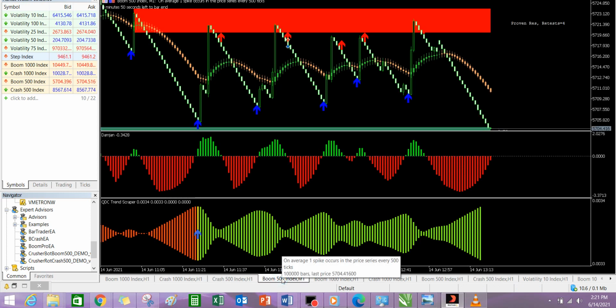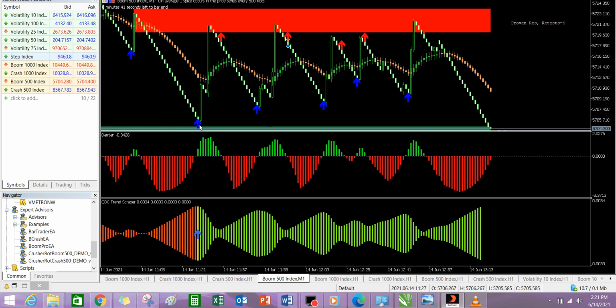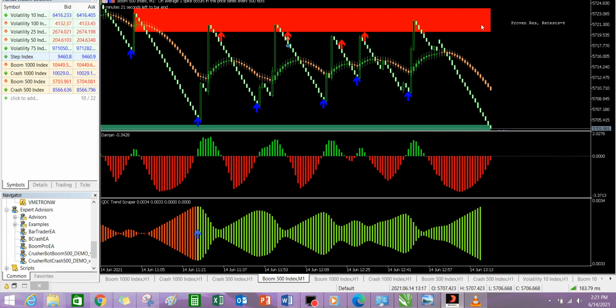Okay, let's check out what is happening with Boom 500. For Boom 500, I'm using the QDC scraper indicator. It has been on an uptrend for a while, of course trying to consolidate around here. It has just gotten to this support level, so we should see another move. The issue is it has not been able to break this resistance level. It's a very strong resistance level, so once it gets to this level again, it should bounce up again and try to break this resistance level. If it's unable to break it, definitely it will come down again. So I will be stopping there with the analysis.